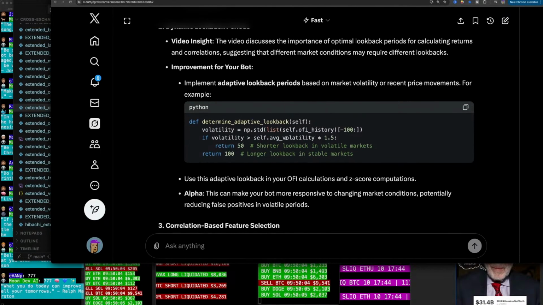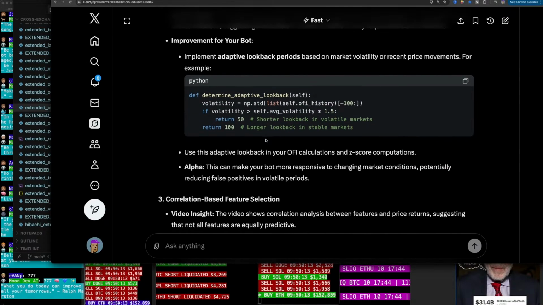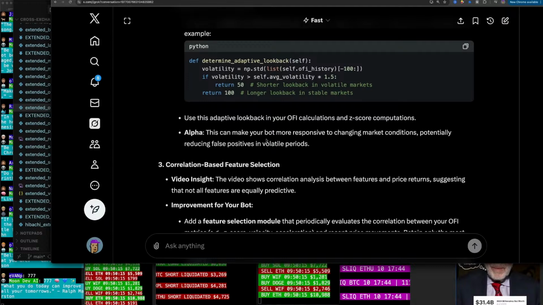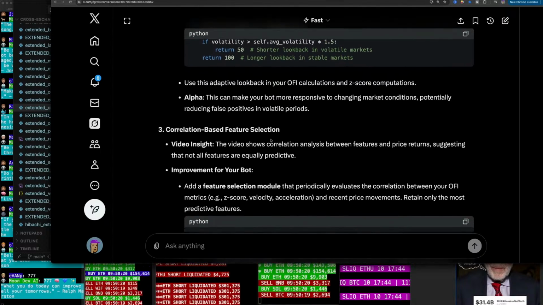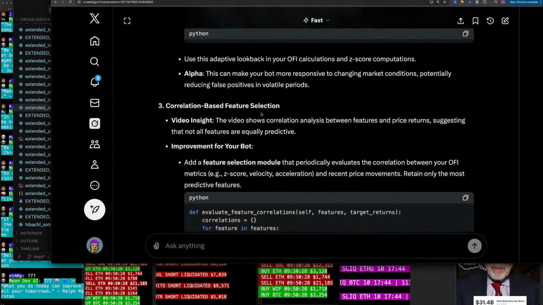Okay. Volatility equals np.std of the returns list. Okay. Volatility. Okay. 1.5. Return 50. Shorter look-back in volatile markets. Oh, okay. That's nice. Use this adaptive look-back in your OFI calculations and Z-score computations. Alpha. This can make your bot more responsive to changing market conditions, potentially reducing false positives in volatile periods.